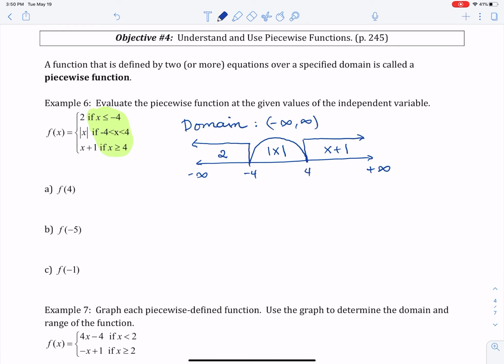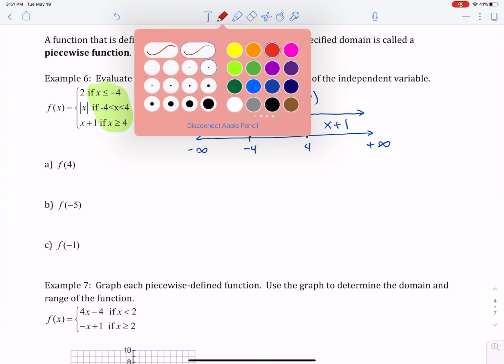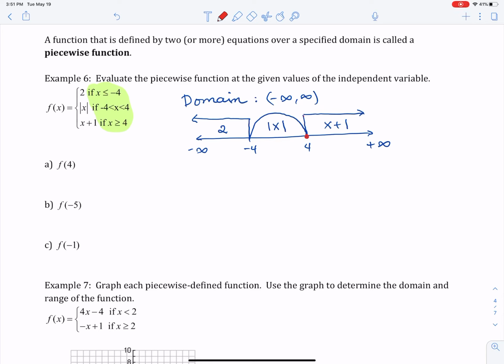So when I'm asked about f of 4, my first job is to locate where 4 is. And 4 is right here, and 4 is included in this interval. So f of 4 is going to use the rule x plus 1, and x is 4. So that's going to be 4 plus 1, or the y value is 5.